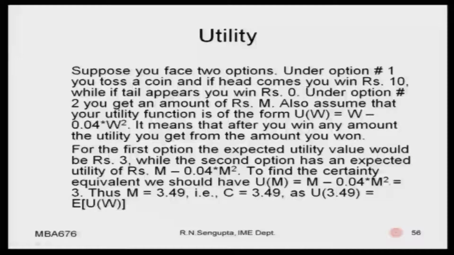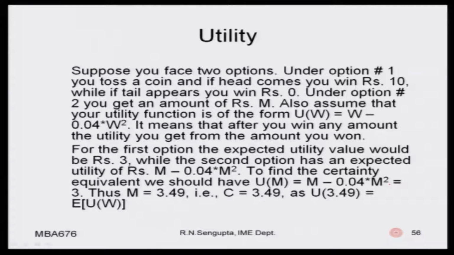Suppose you face two options, that means there are two outcomes. Under option 1 you toss a coin, if a head comes you win 10 rupees, while if a tail appears you win 0. Under option 2 you get an amount of M. M is a value which is unknown to you. Now, your main concern is basically to find out the value of M, which is the certain equivalent.